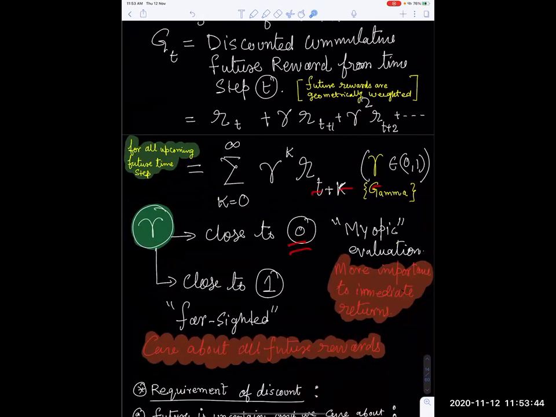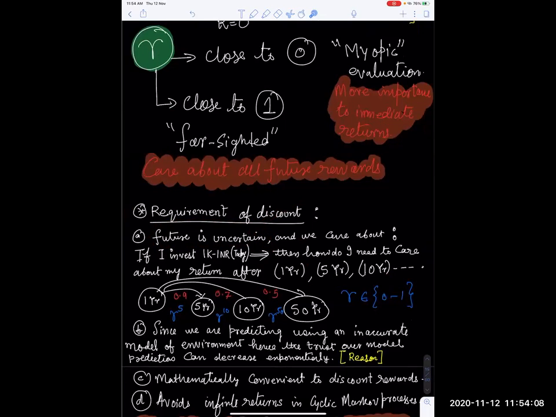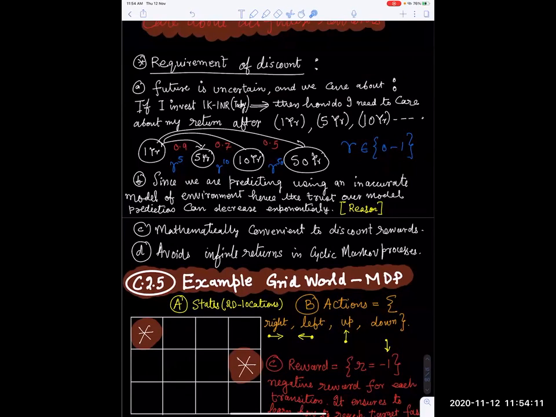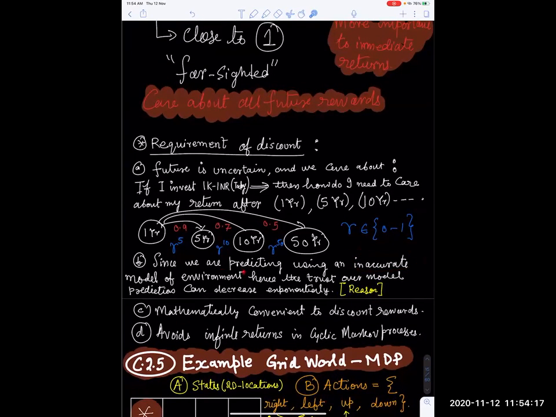If your value is close to 0, it's actually myopic evaluation. You do not care about future rewards. If it is 1, then it's far-sighted, and you care about future rewards. And why you require such a discounted thing is that the future is uncertain. Why is the future uncertain? That is also being explained over here: we are predicting using an inaccurate model of our solution. So our environment is there and we are solving it using prediction, and things are inaccurate, things are random in between, and the future is completely uncertain.